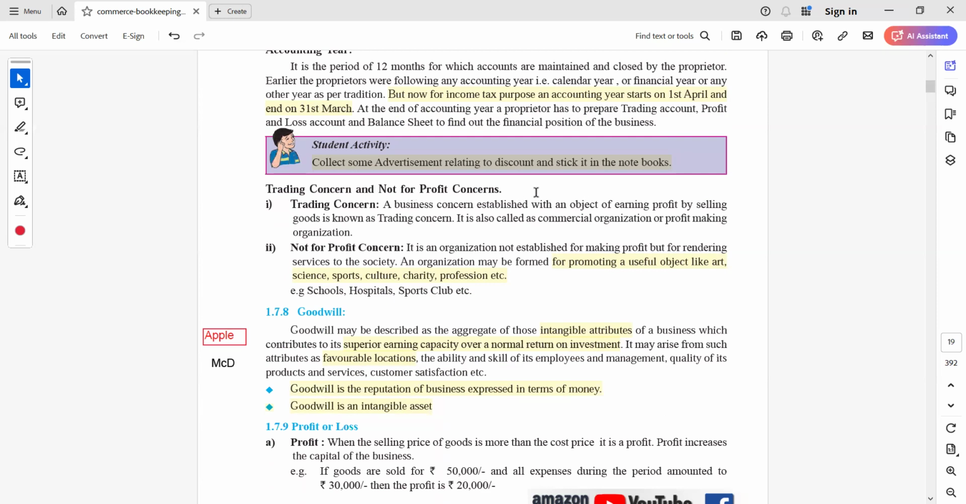Trading concern and non-profit or not-for-profit concern. A business concern established with the object of earning profit by selling goods is known as a trading concern. It is also called a commercial organization, a profit-making organization. बहुत से ऑर्गेनाइजेशन, मोस्ट ऑफ द कंपनीज इन द वर्ल्ड आर ट्रेडिंग कंसर्न, जहाँ पे हम बिजनेस किसके लिए करते हैं? प्रॉफिट के लिए करते हैं.